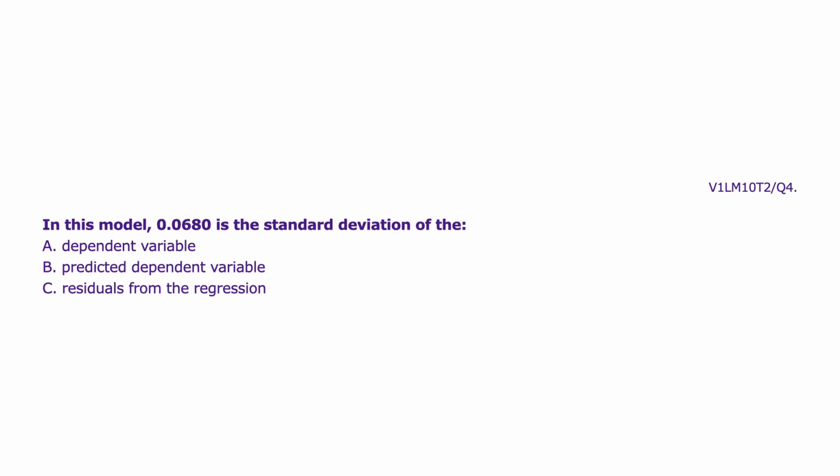In this model, 0.0680 is the: A, standard deviation of the dependent variable; B, predicted dependent variable; C, residuals from the regression.